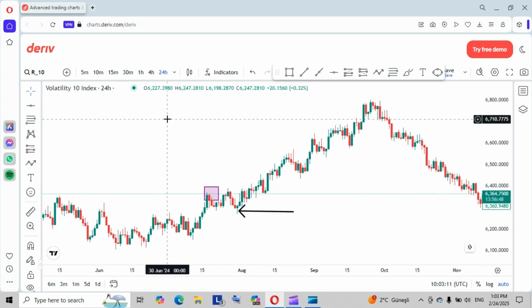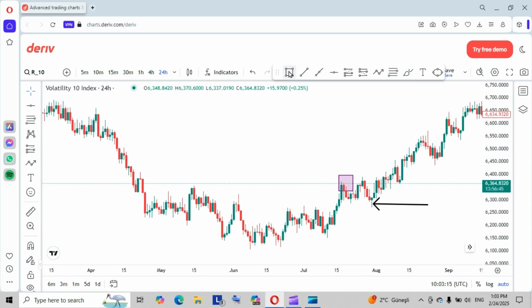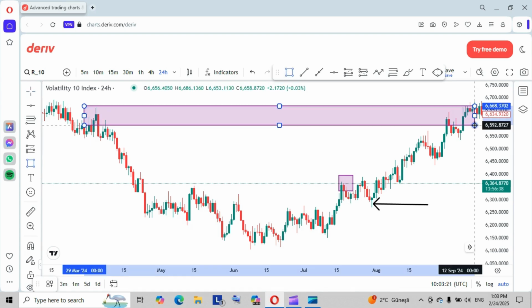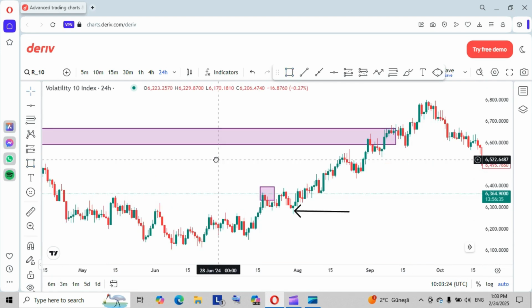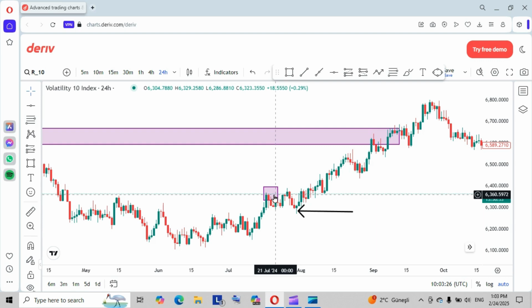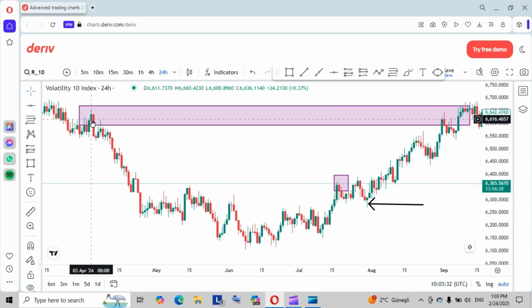Your take profit should be at the previous high. So this is our previous high here. You see, this is our previous high. This is where you want to target, so it reaches your take profit, right? So higher high, higher low. That's why I want you always to pay attention to the previous high here.